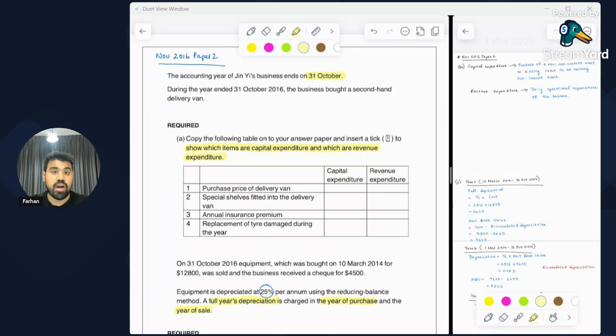As always, you'll find the question on the left hand side of the screen, and on the right hand side you'll see all the workings, which I'll go through step by step. So with that being said, let's begin.